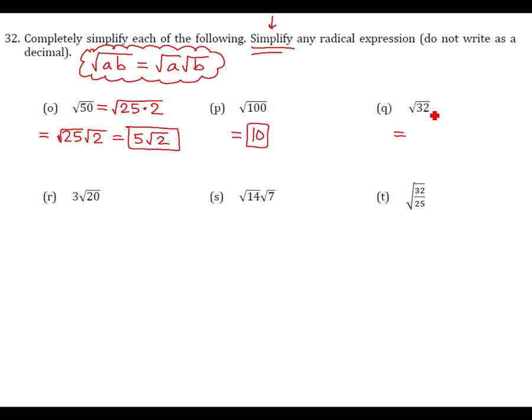What can we think of? Let's see. 1 always works, but it's not helpful. 4 would be great. But let's think bigger. Can we go bigger? What about 9, the next perfect square I know? No, that doesn't work. What about 16? Does 16 go into 32? I think I'm liking 16, and I don't think I can go any bigger. But maybe I can break that into root 16 times root 2.